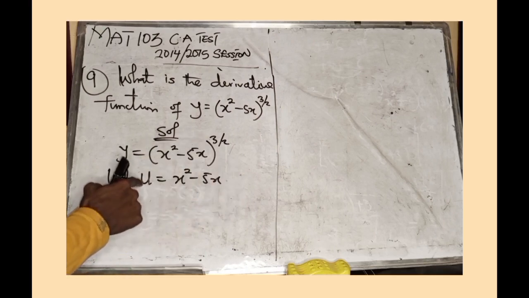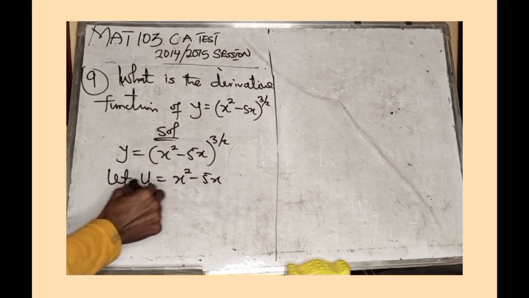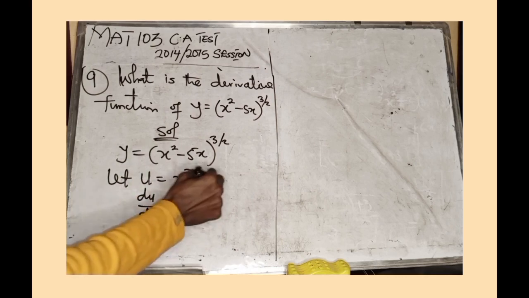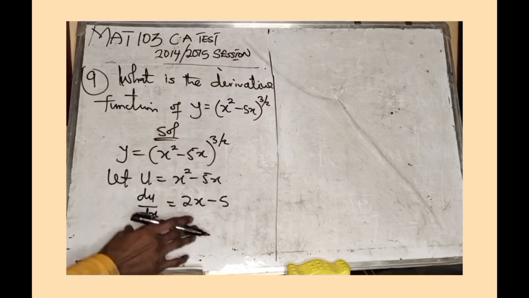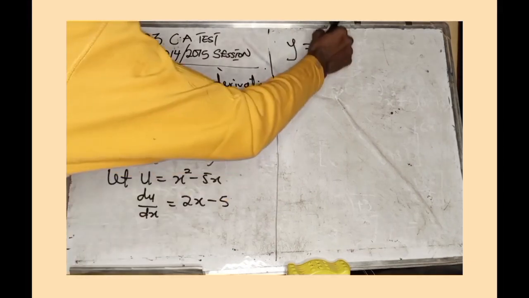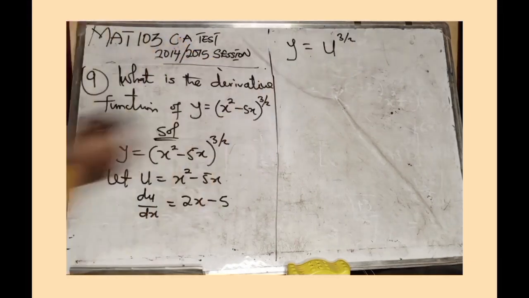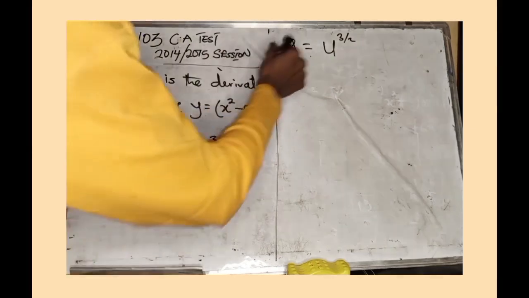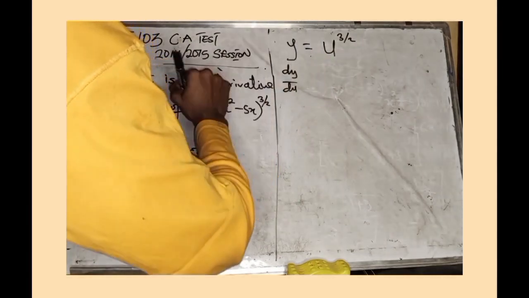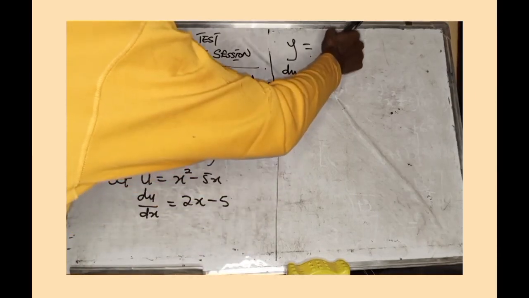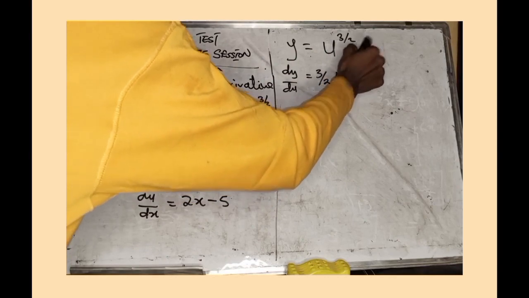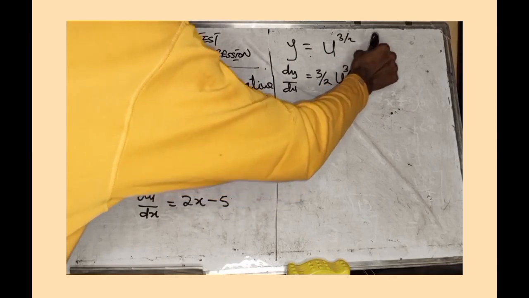Let me differentiate this u with respect to x, which is du over dx. So x squared gives me 2x, then 5x just gives me -5. I'm done with this one. Now for the y aspect, y is equal to u raised to the power of 3 divided by 2. Now I want to differentiate y with respect to u. So I bring the 3 over 2 down, and it becomes 3 over 2 times u to the power of 3 over 2, then minus 1.